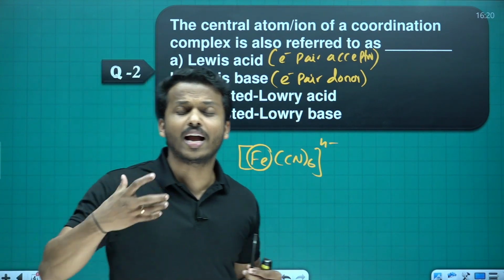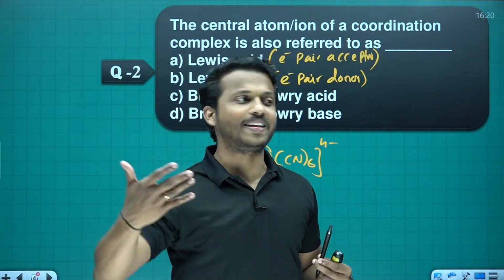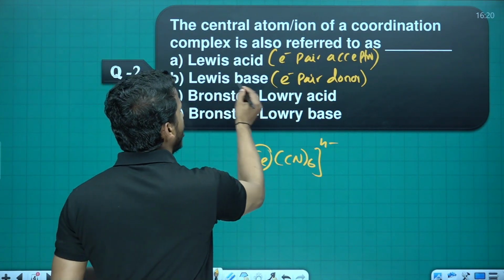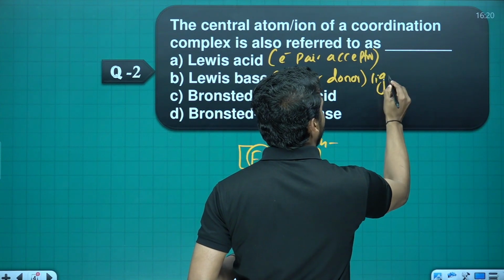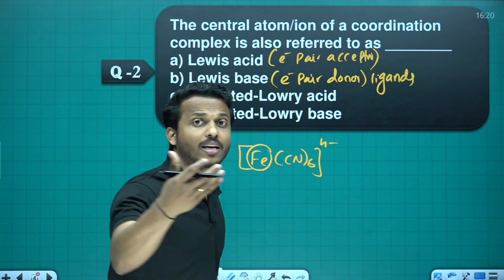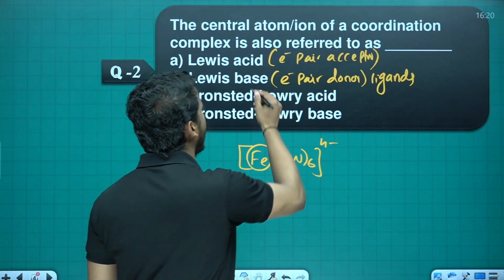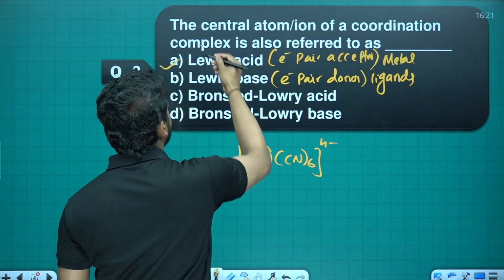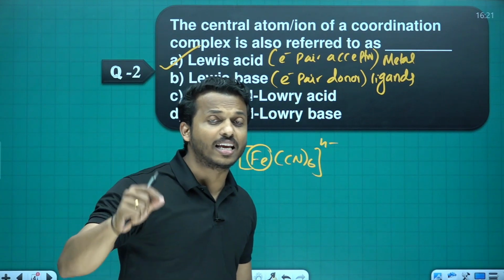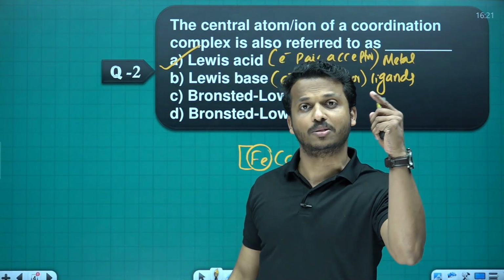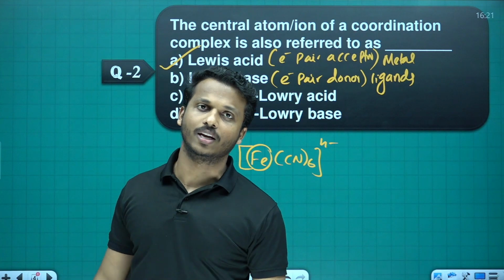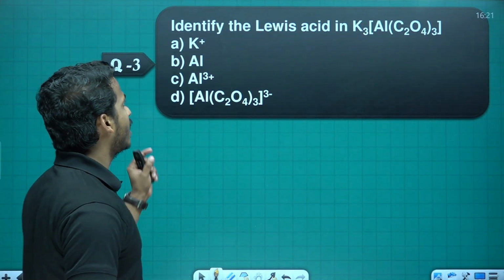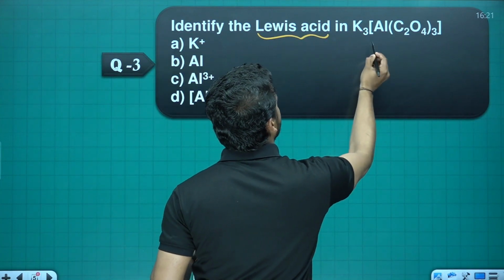Ligands are electron rich. They are donating electrons. So ligands are Lewis bases. Generally Lewis bases are which one? Ligands. And the central metal atom will accept the pair of electrons. Therefore, the central metal atom belongs to which one? Lewis acid. So generally ligands give electrons, therefore they are Lewis bases, and metals gain electrons here, therefore they are Lewis acids. Okay. Next one. Identify the Lewis acid in this complex.